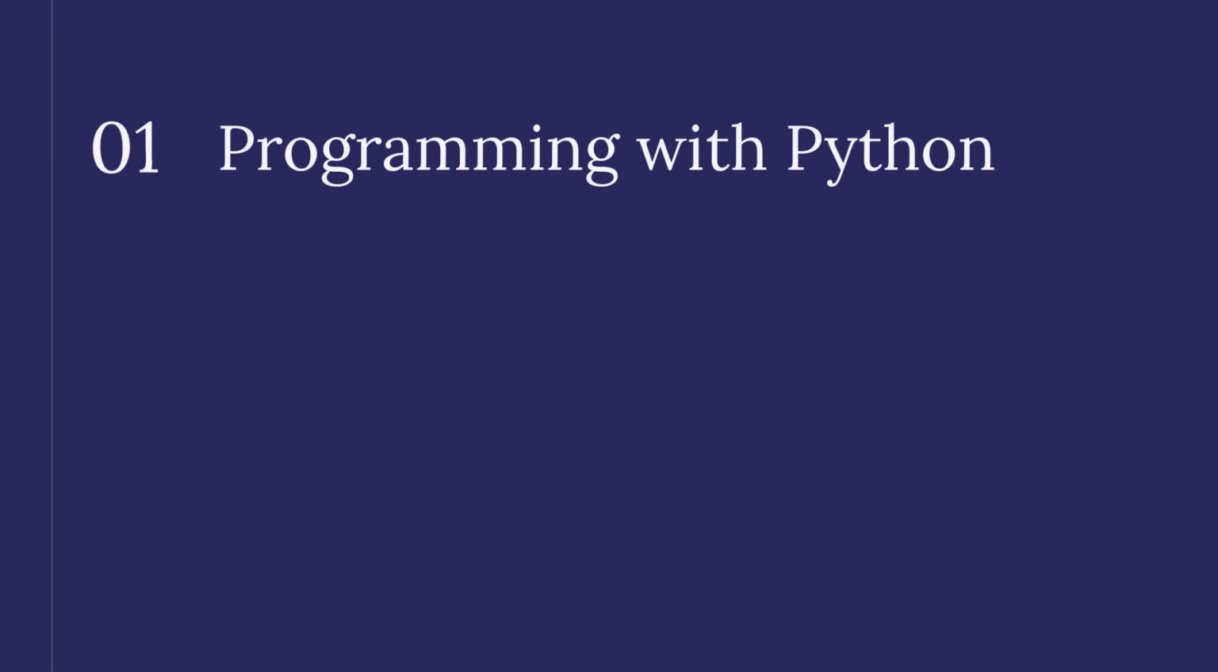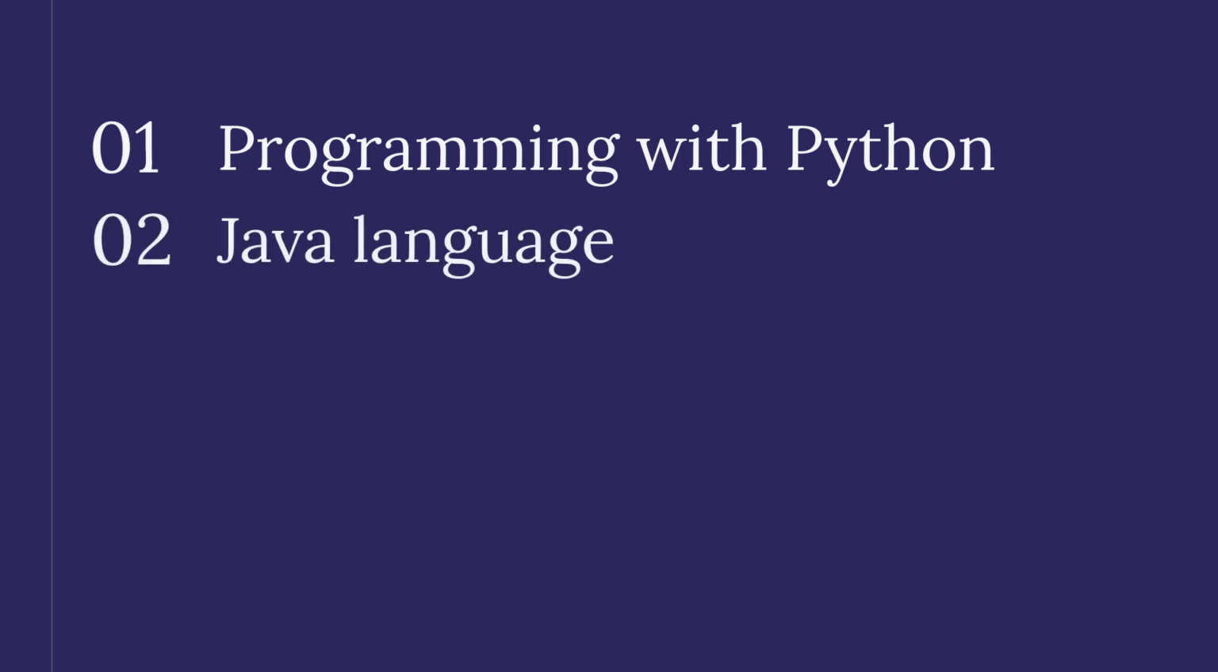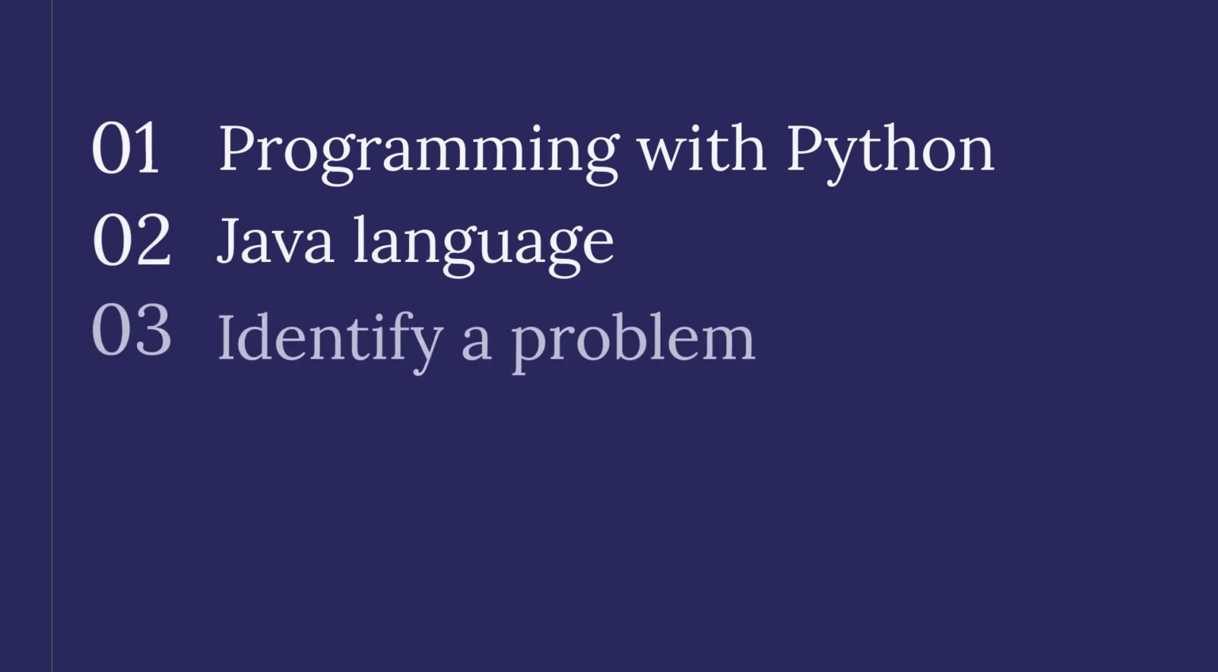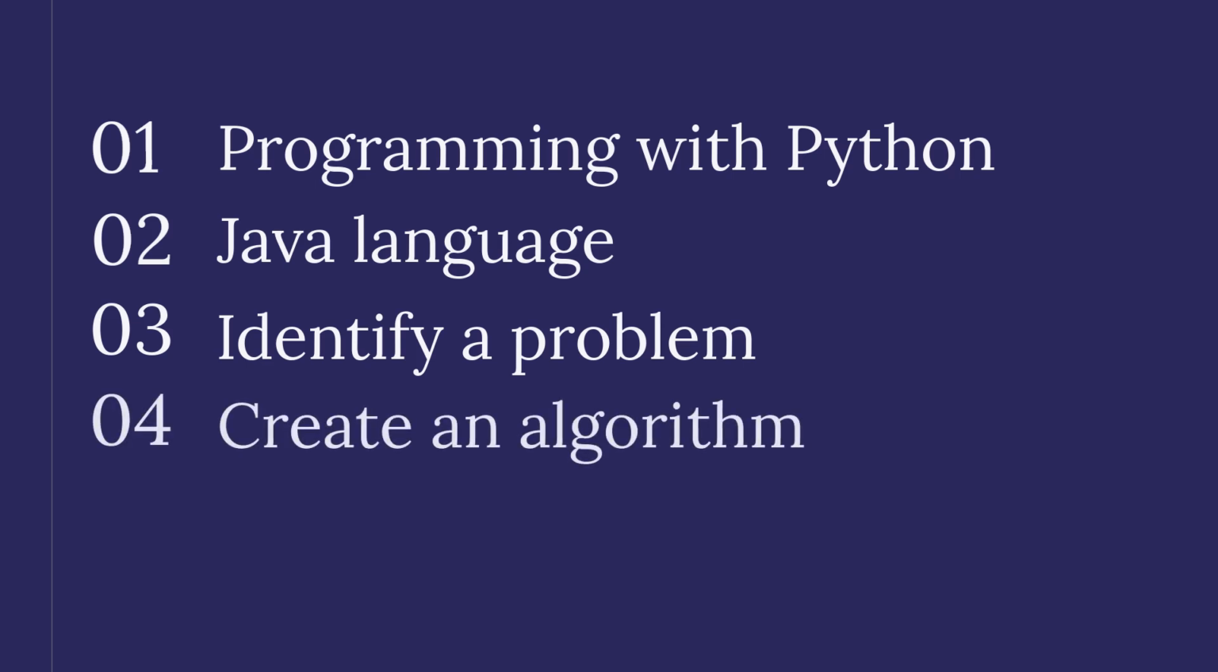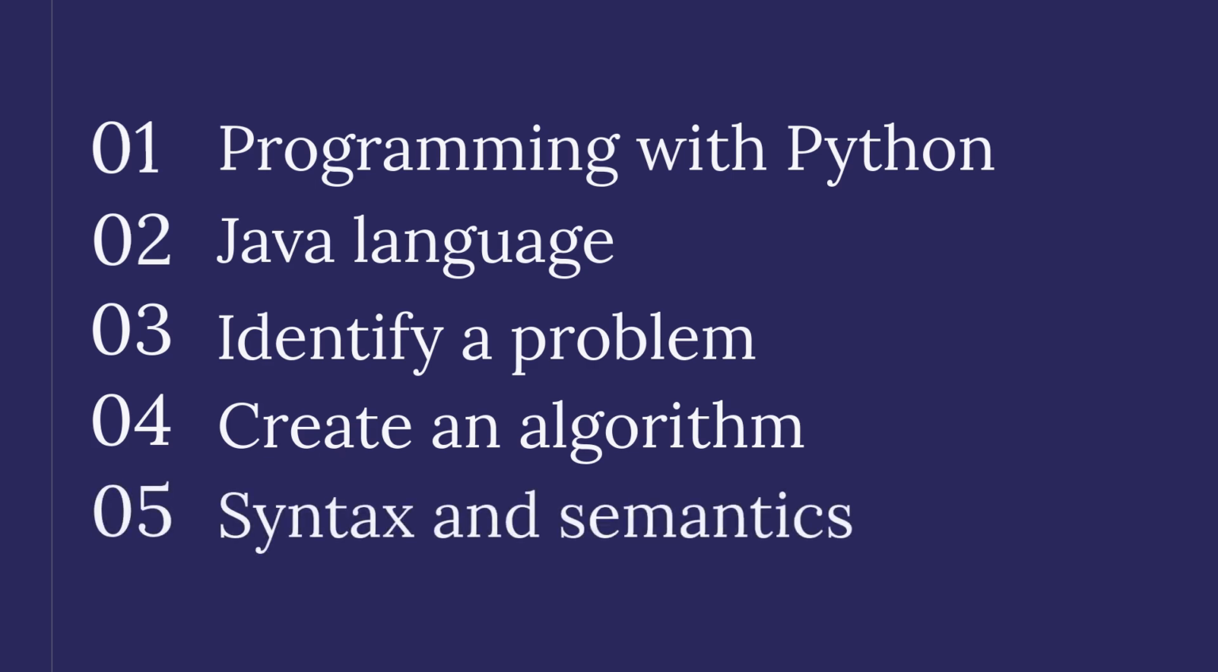Programming involves instructing a computer to perform tasks through a language like Python or Java. The process begins with identifying a problem and creating an algorithm. This algorithm is a sequence of steps that the computer follows to find a solution. Programming languages provide the syntax and semantics to write these instructions. Mastering programming involves understanding both the language and the logic behind it.